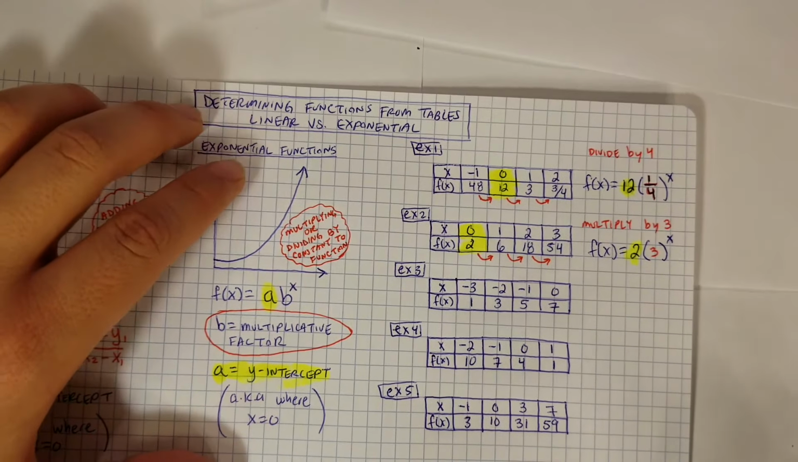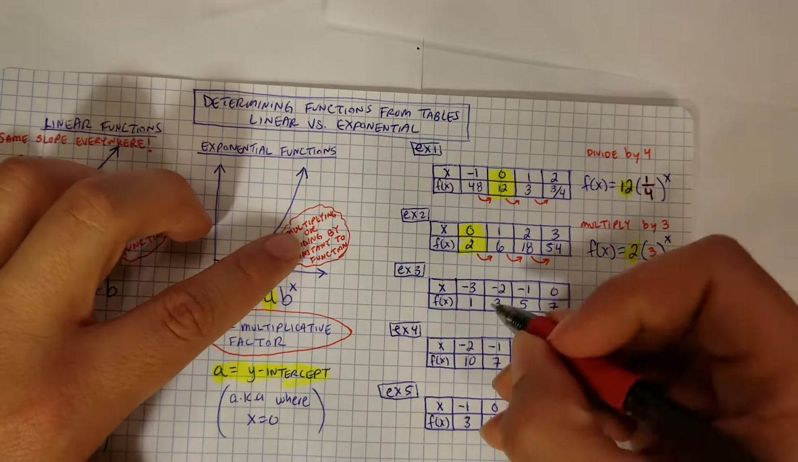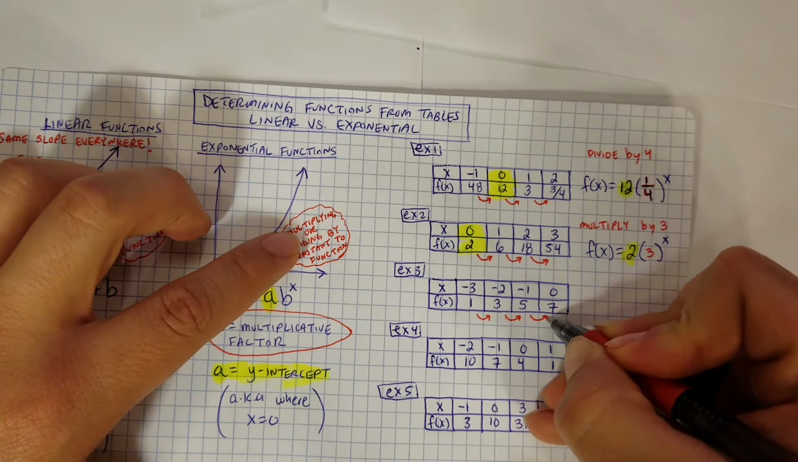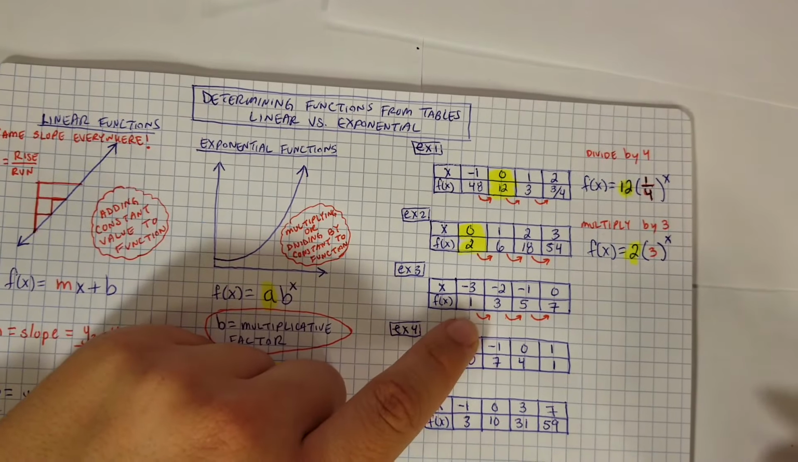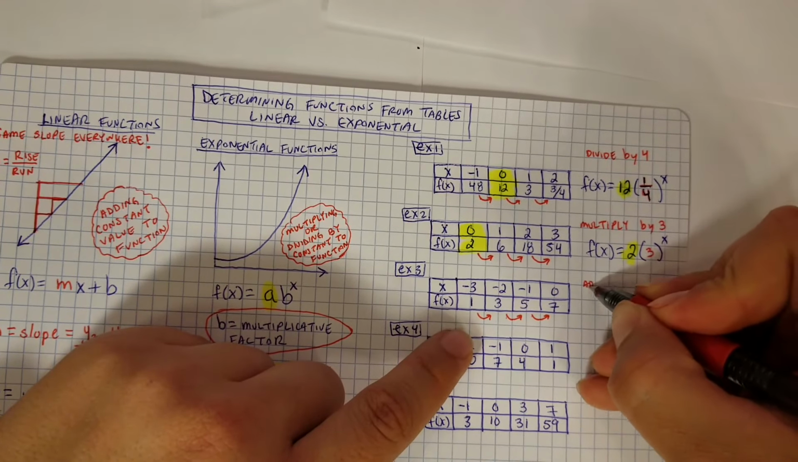Okay, example number 3. Same idea. Let's try to figure out the pattern though. So from left to right, 1 turns into 3, 3 turns into 5, 5 turns into 7. So it looks like we're adding 2, right? 1, 2, 3, 4, 5, 6, 7. So we're going to say that this pattern is adding 2.